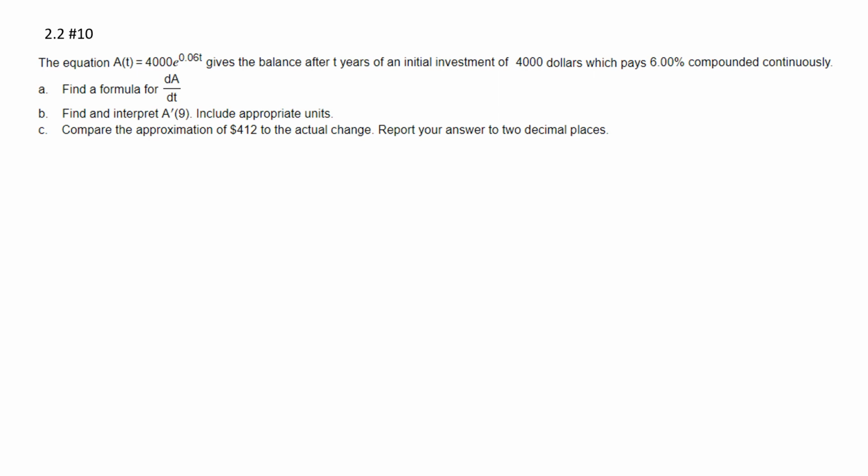Here we're doing an application problem with interest compounded continuously. So for part A, we are being asked to find the derivative of A of t.